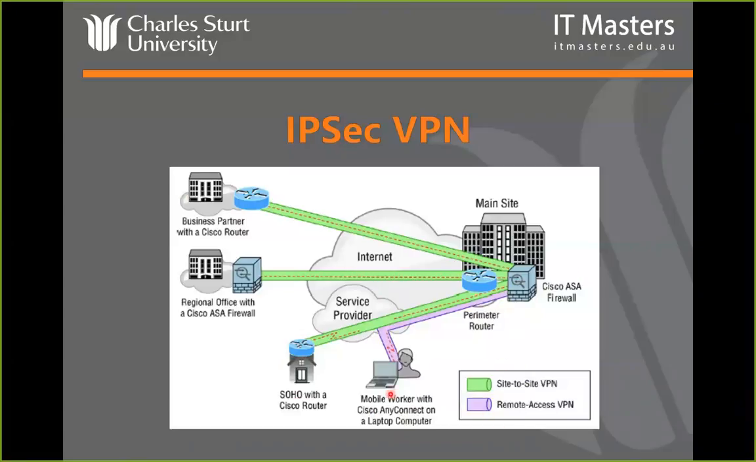The main difference is that the site-to-site VPNs are not transportable. Okay, they're nailed up for specific sites, specific locations. A remote access VPN means you could be anywhere in the world effectively. If you've got an internet connection, you can get back to your office.